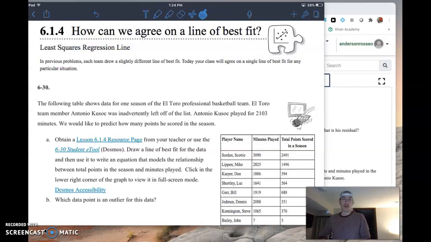Today we're going to look at section 6.1.4 from our CPM Common Core Algebra ebook, and we're going to talk about how we can agree on a line of fit. Last time we were together, we made a line of fit from data, and today we're going to do the exact same thing. But today we're going to rely a little more heavily on the help that technology provides.